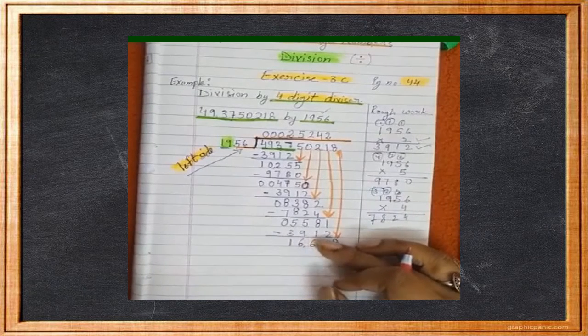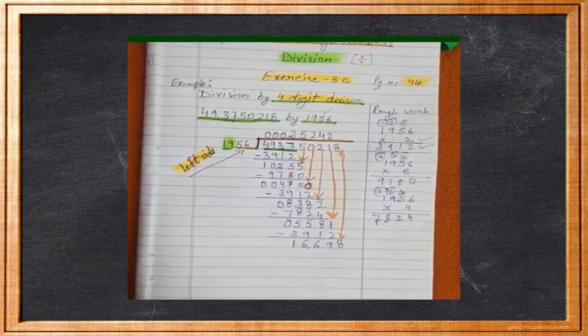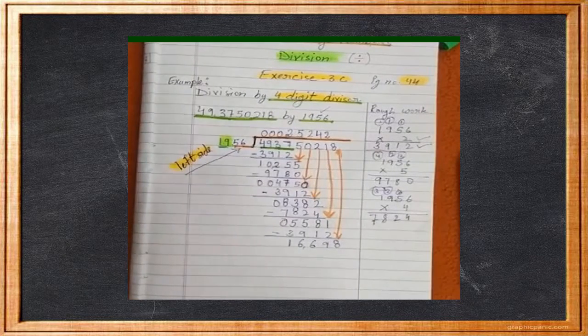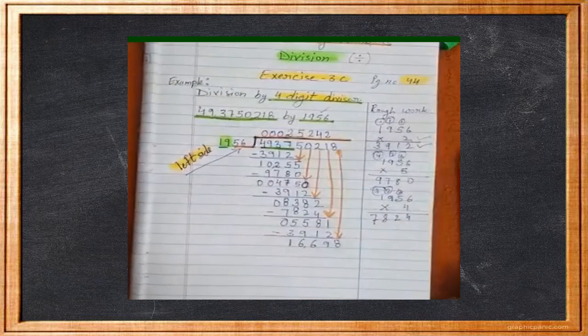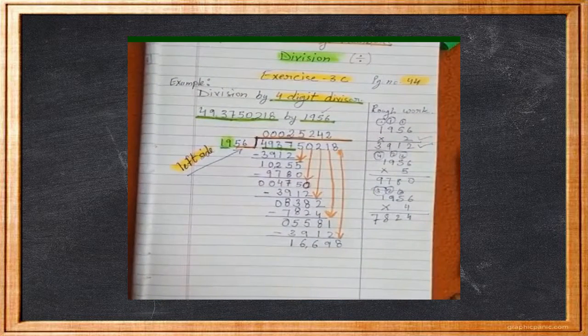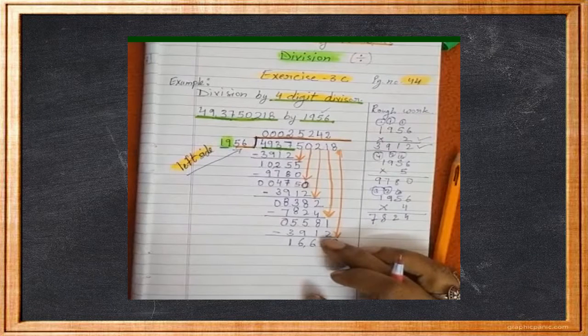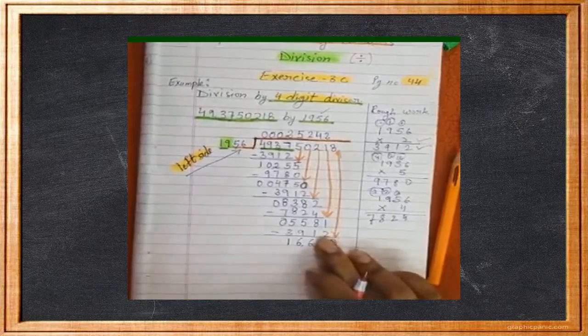16 is smaller, so you have to take one more digit, 166. Now you have to read 19's table until you get 166 or a number which is smaller than 166, and it should come in 19's table. Is it clear children? Now 19 fives are 95, 19 sixes are 114, 19 sevens are 133, 19 eights are 152, 19 nines are 171. 171 is bigger than 166.